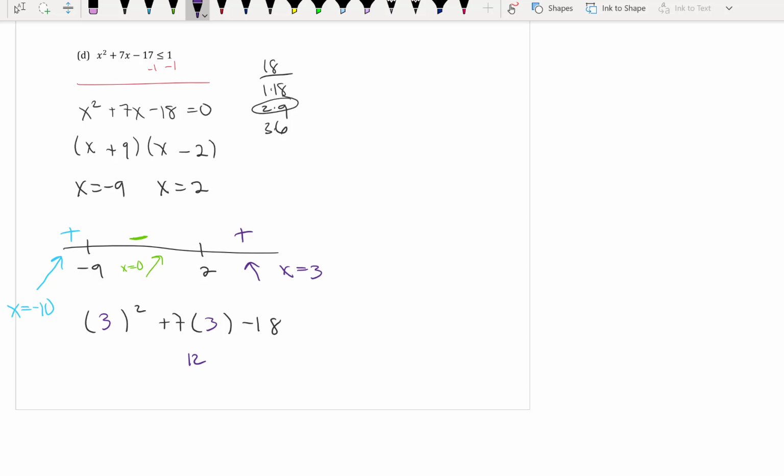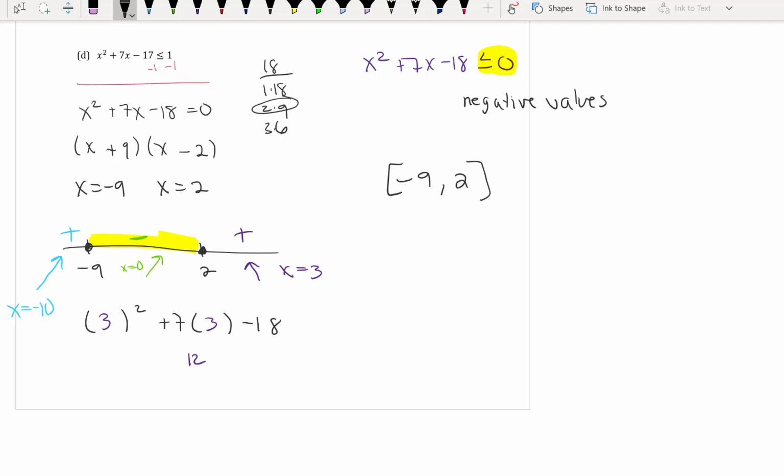And here I'm looking for x squared plus 7x minus 18 less than or equal to 0. So since I'm specifically looking for less than or equal to 0, I'm looking for my negative values, so my negative interval. My negative interval is here. And since there's a line underneath it, I'm going to include where it is exactly equal to 0. So I have negative 9 bracket to positive 2, which indicates my values that are less than or equal to 0.